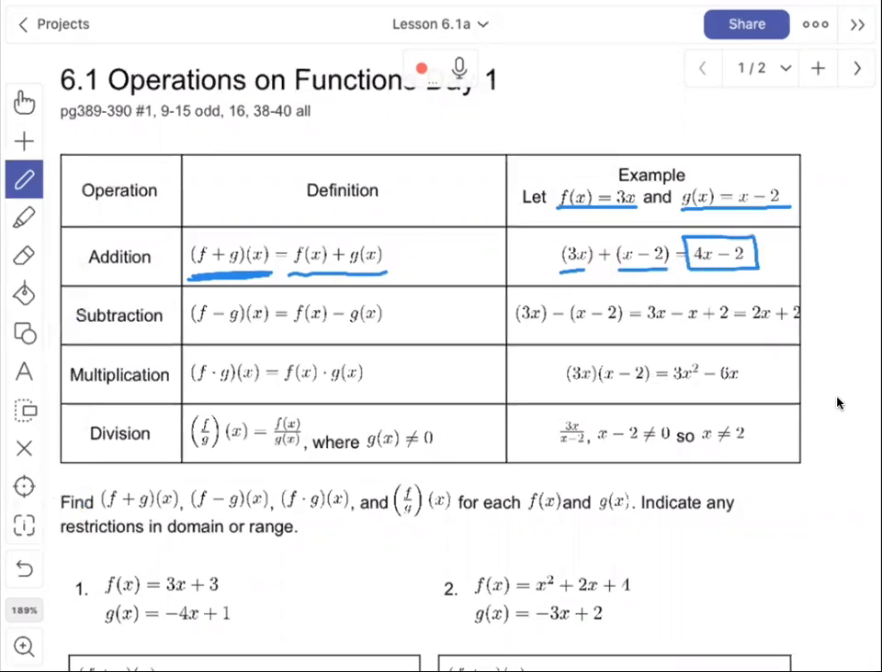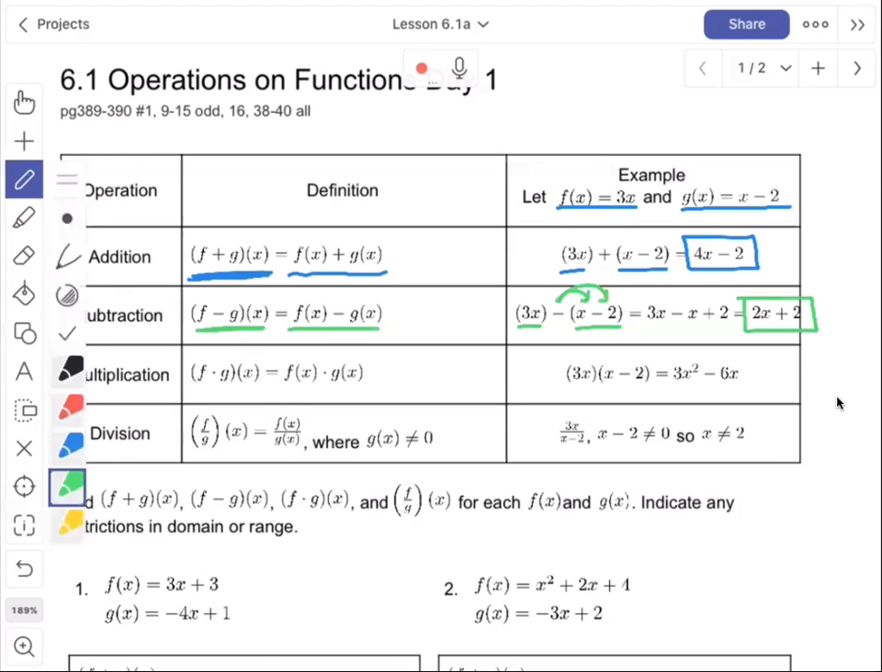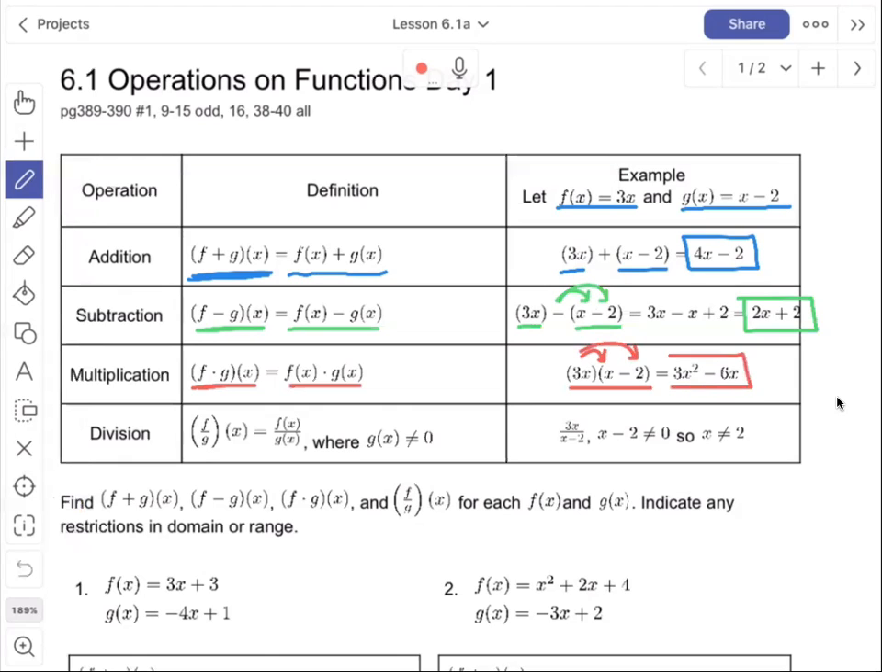Same thing, subtraction. If I want to subtract, f minus g of x, you literally just subtract the two functions. So my f of x is 3x minus the g of x, which is x minus 2, distribute that negative, and then simplify. And then you would get your final answer. And then multiplication, you literally just multiply. So 3x times x minus 2, distribute, and then final answer.